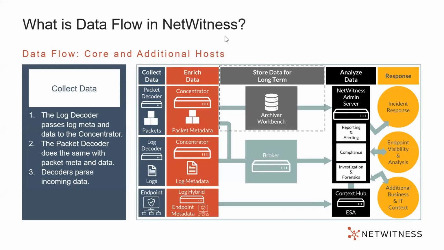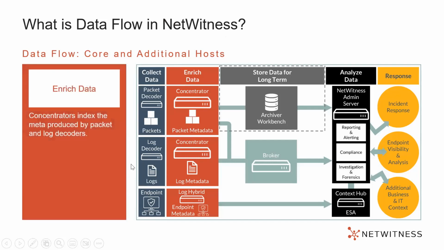Okay, so NetWitness consists of a number of devices referred to as hosts. The shown figure shows a deployment using a packet decoder, a log decoder, and an endpoint log hybrid. Generally, NetWitness functions as per the following high-level steps. The log decoder passes log meta and data to its dedicated concentrator, while the packet decoder does the same with the packet meta and data. Both decoders parse incoming data to produce usable meta keys. Then the concentrators index the meta produced by packet and log decoders to increase the speed and efficiency of searching and reporting.